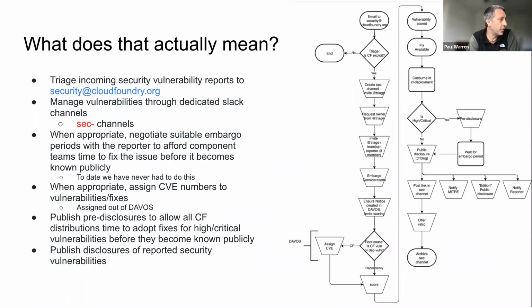We're responsible for doing pre-disclosures. So for high and critical issues, we will often pre-disclose them to all of the Cloud Foundry distributions out there once a fix is available, to give our downstream distributions an opportunity to fix that issue before it actually goes public. So on the day that it does go public, all of the downstream distributions can say, yeah, we fixed this, we fixed this, we fixed this.